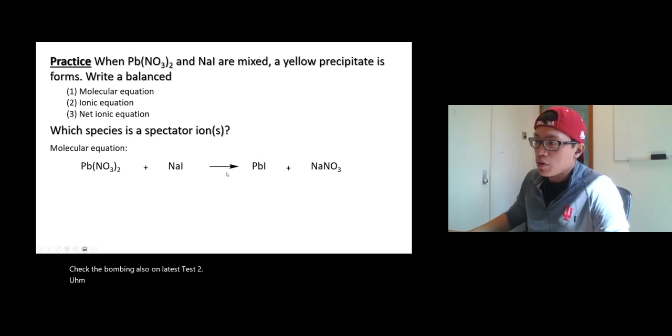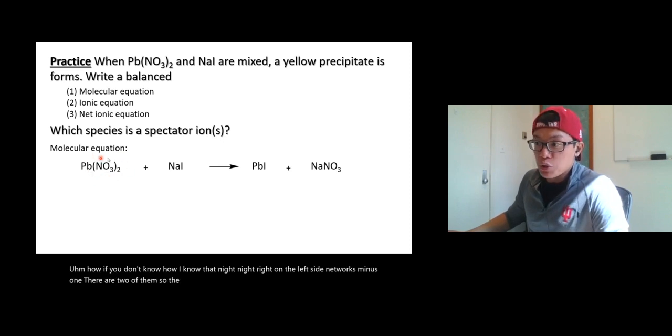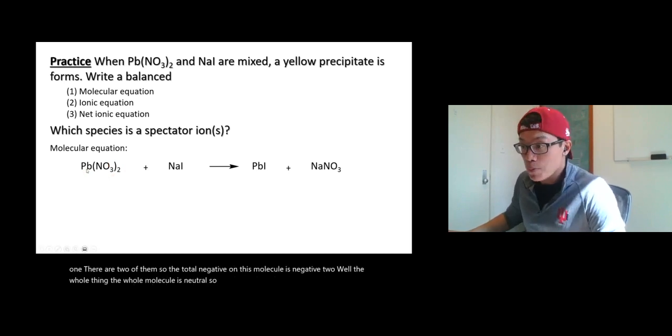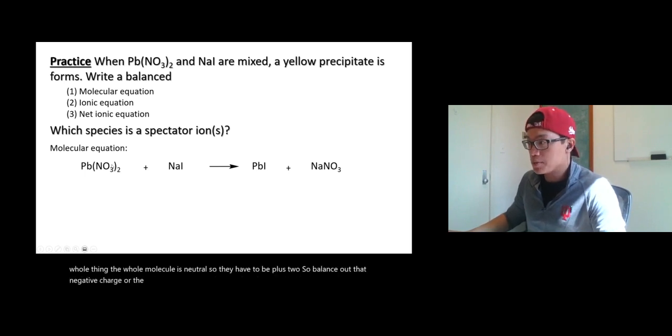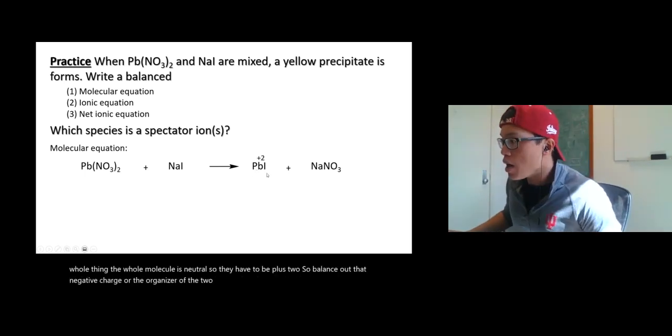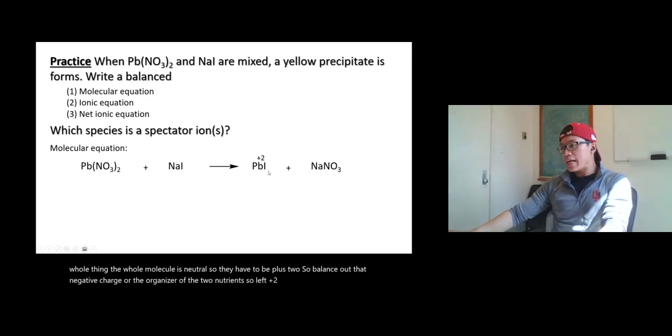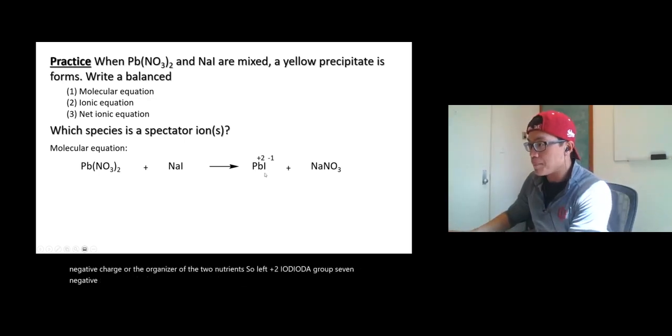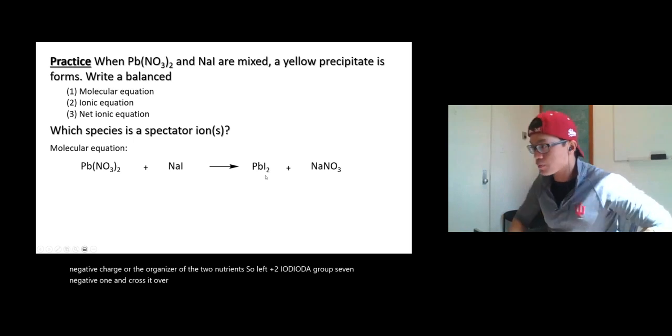If you don't know how I know that, nitrate on the left side is -1. There are two of them, so the total negative on this molecule is -2. The whole molecule is neutral, so lead has to be +2 to balance out that negative charge of the two nitrates. So lead is +2, iodide is group 7, -1, and cross it over, so PbI2.